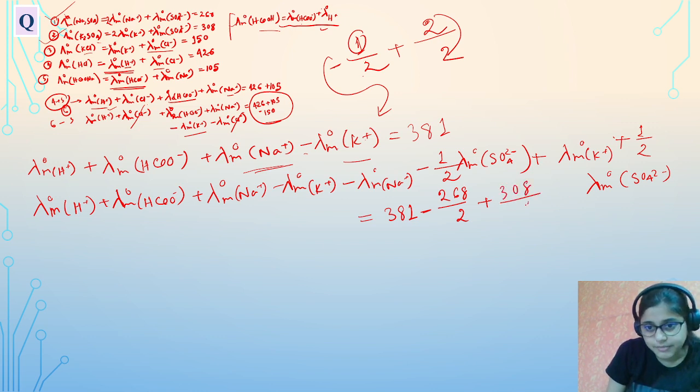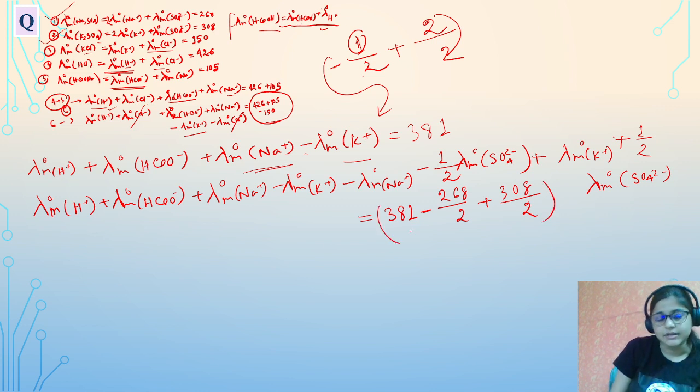So 308 by 2. This will be the answer. But how am I saying that it is the answer? See, Na plus and Na plus will be gone. K plus and K plus will be gone. Plus minus, and minus half delta m0 of SO4 2 minus, and plus half delta m0 of SO4 2 minus. This will also be gone.